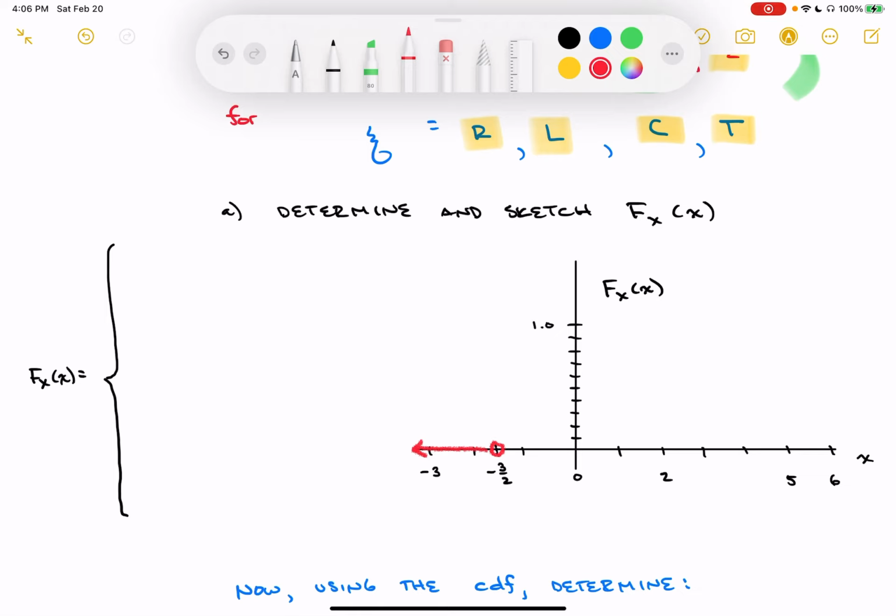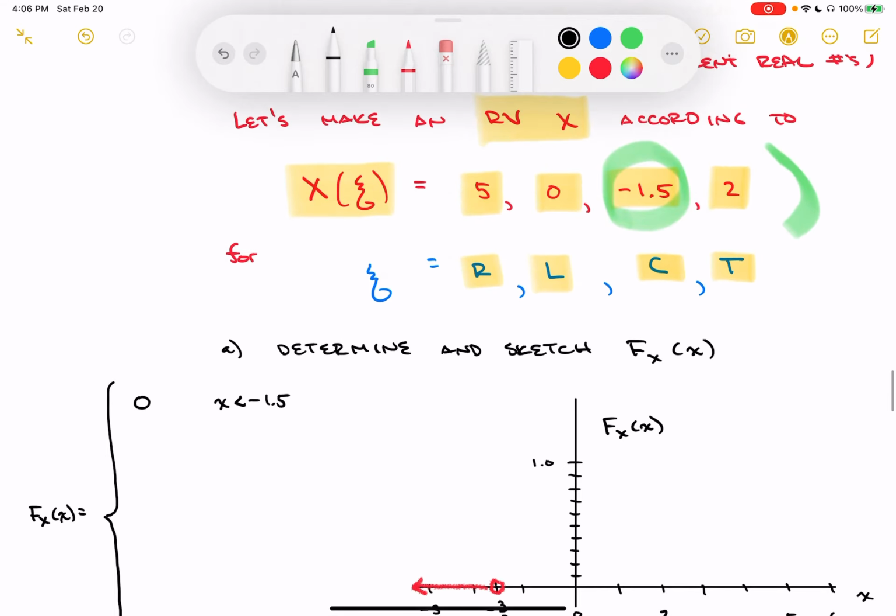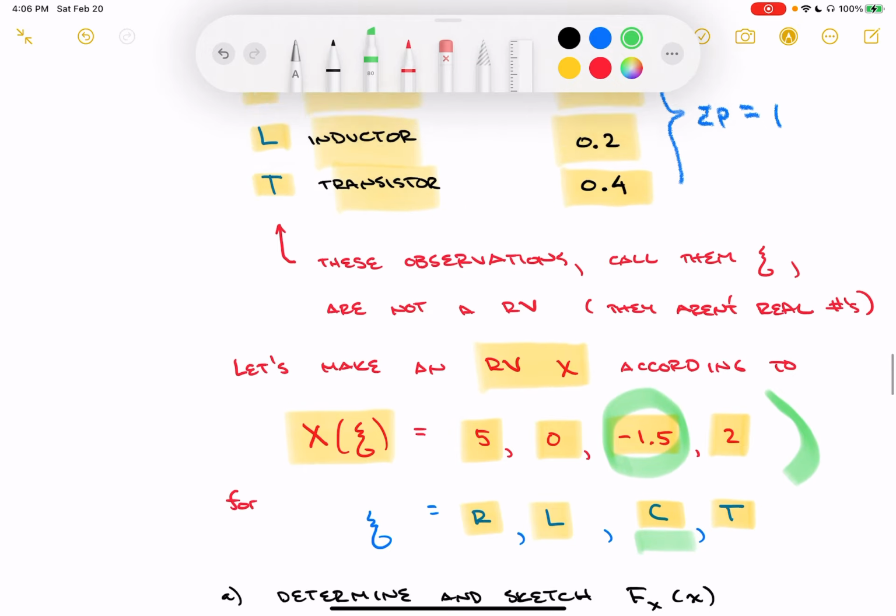So I can also translate this into a mathematical statement. I started with part of the sketch, but I can also translate this into my expression for F_X(x), my CDF. And so I'm going to say that the CDF is equal to 0 for x less than minus 1.5. So we have no accumulated probability until I hit minus 1.5. Once I hit minus 1.5, I'm going to accumulate all the probability associated with capacitors.